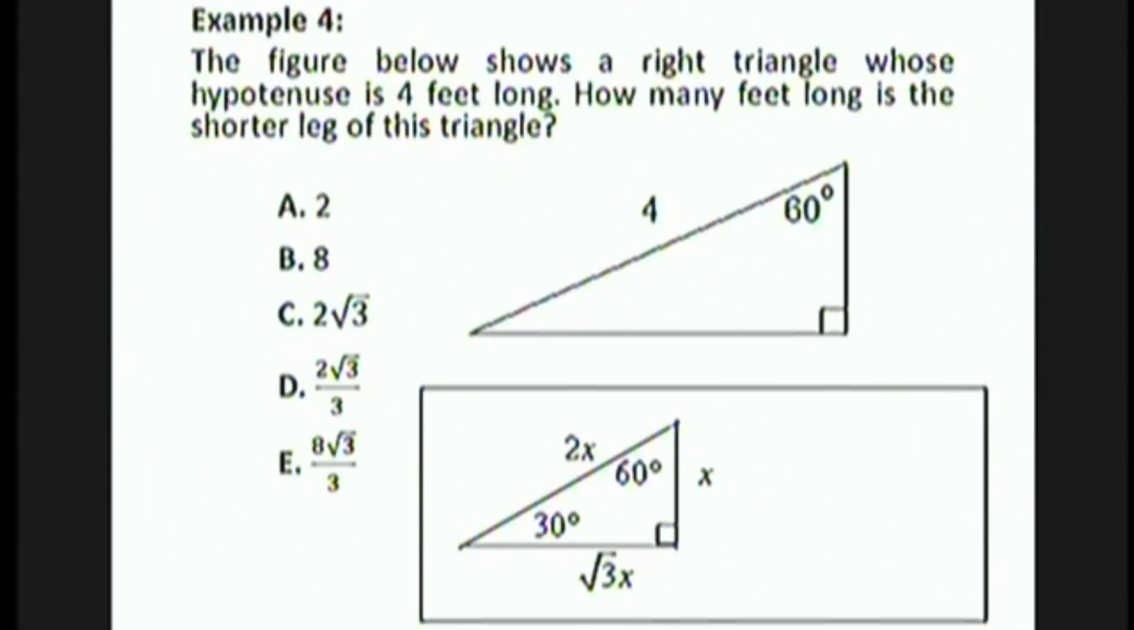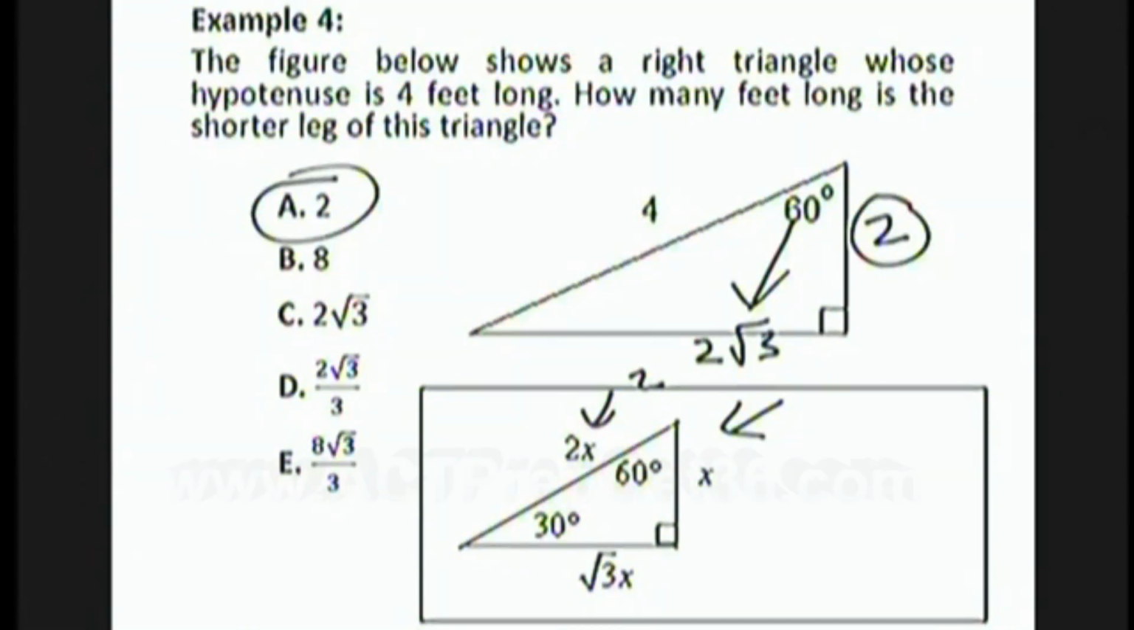It's definitely useful on the ACT or other standardized tests to know the special 30, 60, 90 triangle shown here in the box. For example, in this problem, note if we just let x equal 2, then we could see that the other sides of this 30, 60, 90 triangle are 2 for x and root 3 times 2, or better yet, 2 root 3 for the side opposite the 60-degree angle. Since we want the shorter side of the triangle, or the shorter leg of the triangle, the answer is 2, choice A.